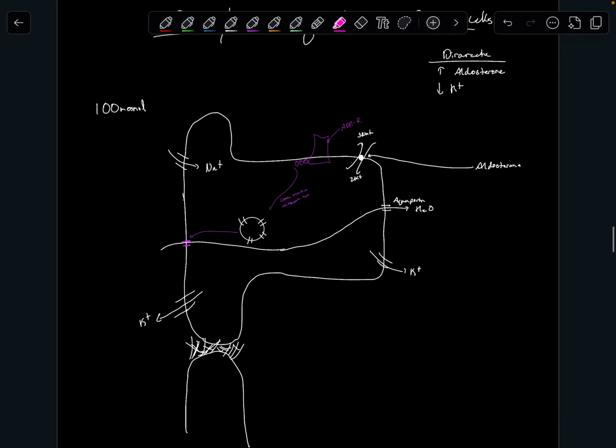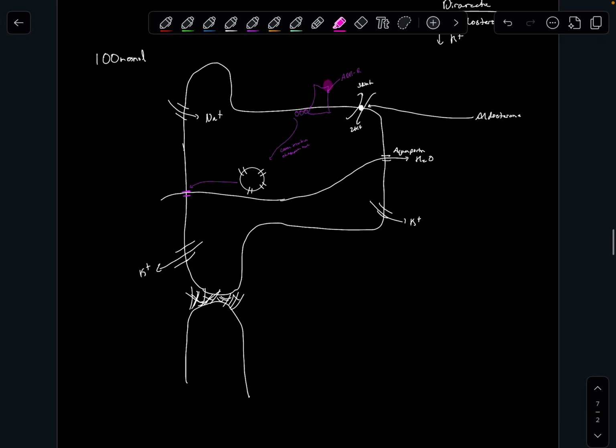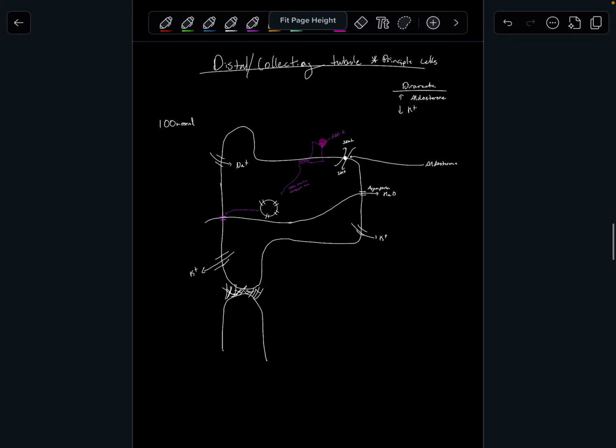Aldosterone, there's a receptor or a binding site for aldosterone, and if aldosterone binds, it'll cause a cascade of reactions to occur and insert aquaporins into the membrane. This insertion will allow water to flow into the blood and increase blood volume. And also, with that, potassium as well will be able to enter the blood through leak channels and through the gradients.